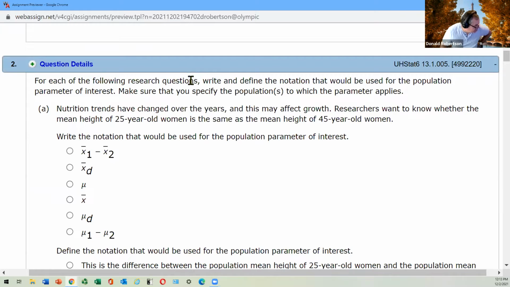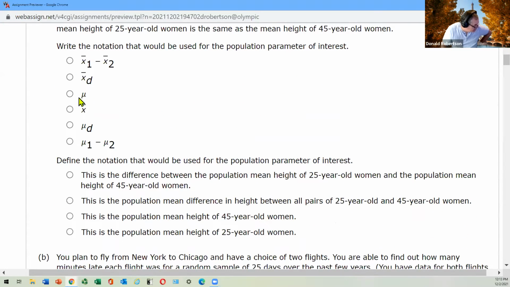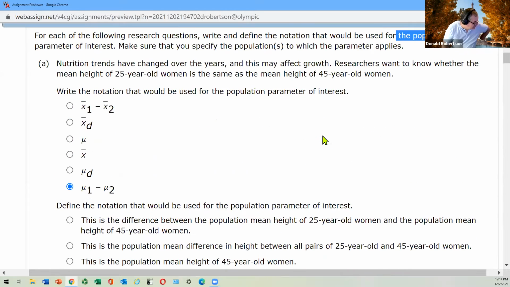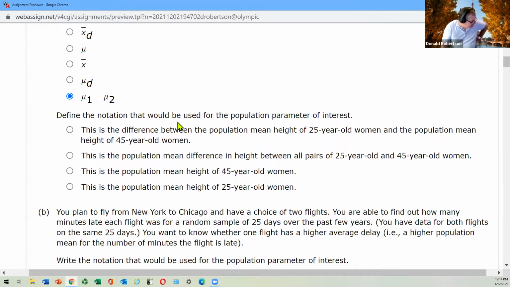Now, for each of these research questions, write down and define the notation that would be used, and the key word here is for the population. Which one of these represents the difference between two population means? Which one of those formulas is the difference for two population means? You get 6 dots to pick. I see fingers pointing at 6. Would you all agree that's the one? Define the notation that we've used for the population parameter of interest.